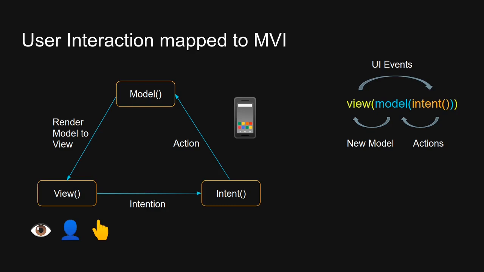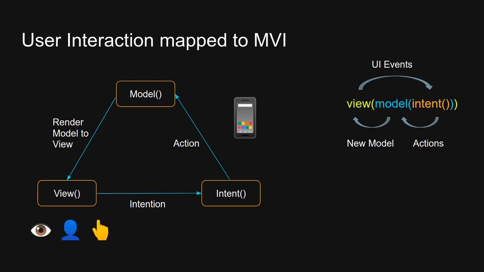Now here I map the user interaction to MVI. As I told earlier, we have three functions: the view function, the intent function, and the model function. The view function produces intentions, like you are the view and you are producing the intention to watch the movie. Then the intent function converts those intents into actions. Actions are something that makes meaning to the model, otherwise the model does not understand your intention. So we convert them into actions, and then the model consumes those actions and produces a new model. The new model is basically the new state that is passed again to the view.